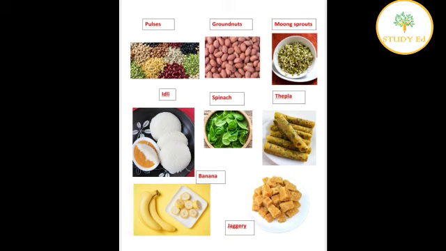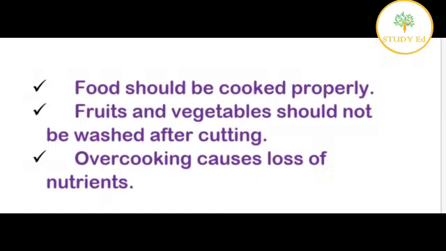Therefore, one can eat a balanced diet without any expensive food materials. But eating the right kind of food is not really enough. The food should be cooked properly. Second, foods and vegetables should not be washed after cutting because washing can lead to the loss of nutrients. Overcooking can cause loss of nutrients. And sometimes we peel the skin of vegetables and fruits, but that skin may contain some useful vitamins and minerals. We also overwash rice or pulses sometimes, and that can cause loss of nutrients.